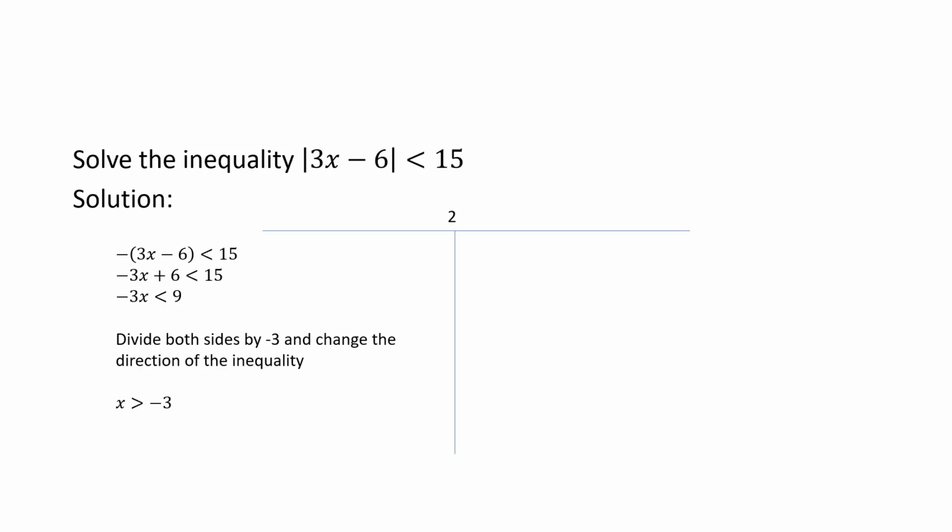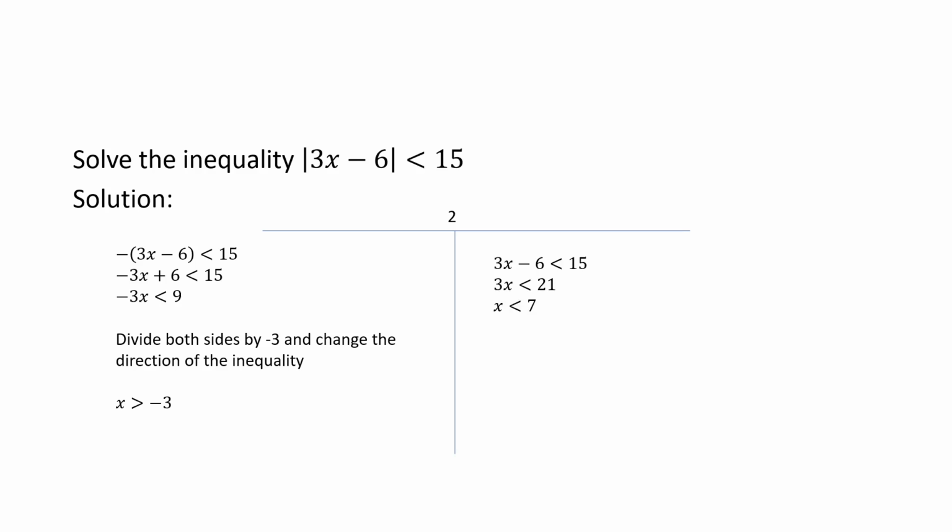So on the left-hand side of 2, negative bracket 3x minus 6, close bracket, less than 15, we end up with negative 3x being less than 9. We divide both sides by negative 3, but of course change the direction of the inequality. We get x greater than negative 3.